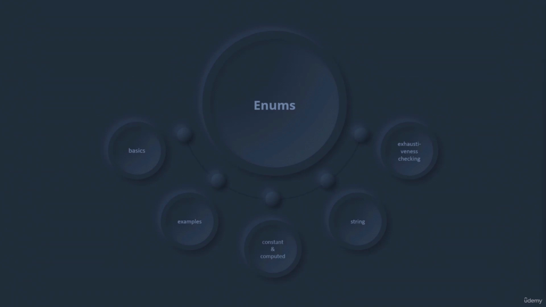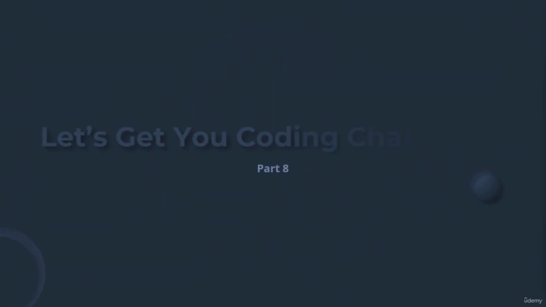And we're going to talk about the basics. I'm going to give you examples, and we're going to talk about constant and computed enums, string enums, and finally, we're going to finish this section by talking about exhaustiveness checking. Then you're going to have challenges for enums.